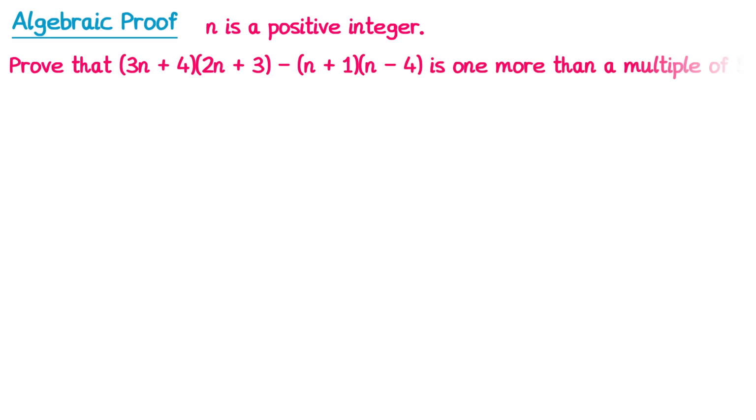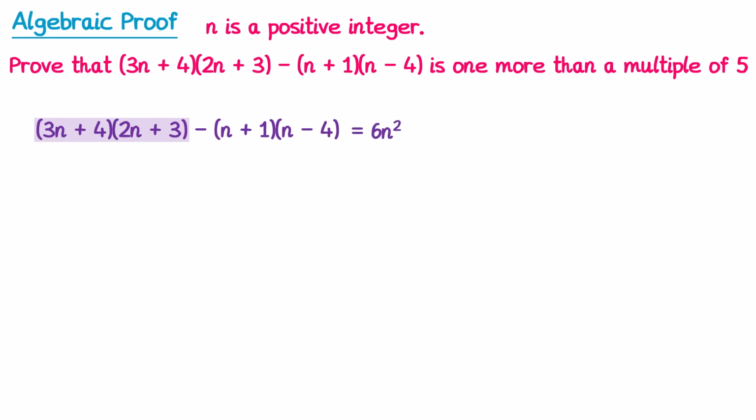Let's try another one that has a similar feel to that one. N is a positive integer, and we're going to prove that this is 1 more than a multiple of 5. So we'll start by expanding the double bracket. 3n times 2n is 6n squared, 3n times 3 is plus 9n, 4 times 2n is 8n, and 4 times 3 is 12. Then for this bracket here, we're going to write a negative, then a large bracket, and expand the double bracket and write the result inside there.